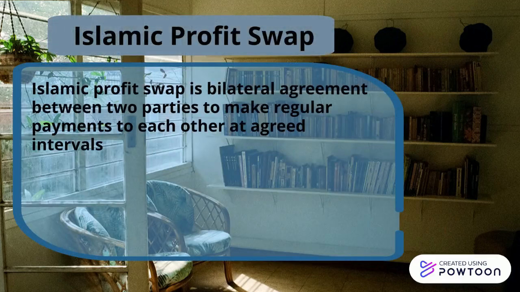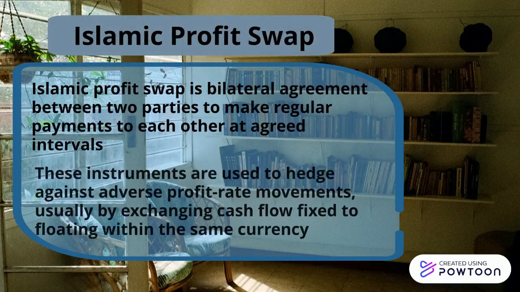Next, Islamic profit rate swap. An Islamic profit rate swap is a bilateral agreement between two parties to make regular payments to each other at agreed intervals. These instruments are used to hedge against adverse profit rate movement by exchanging cash flows, fixed to floating, within the same currency.